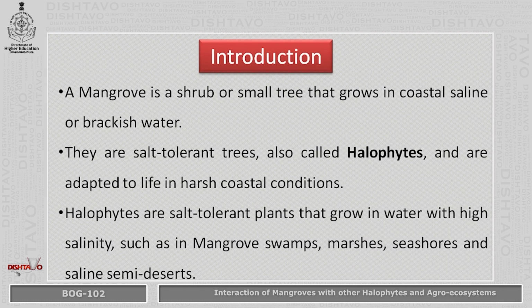Coming to the introduction, a mangrove is a shrub or small tree that grows in coastal, saline or brackish water. They are salt-tolerant trees, also called halophytes, and are adapted to life in harsh coastal conditions. Halophytes are salt-tolerant plants that grow in water with high salinity, such as in mangrove swamps, marshes, seashores and saline semi-deserts. As halophytes are salt extractors, they perform the key function of reducing soil salinity and making the area more suitable for growing mangrove species.